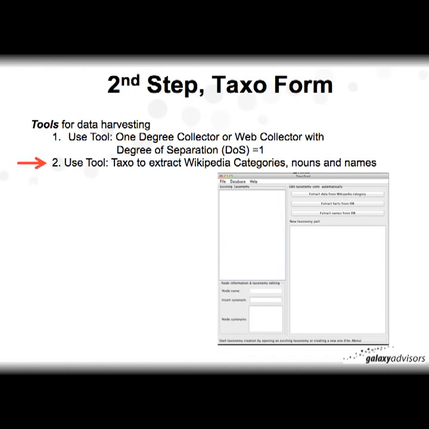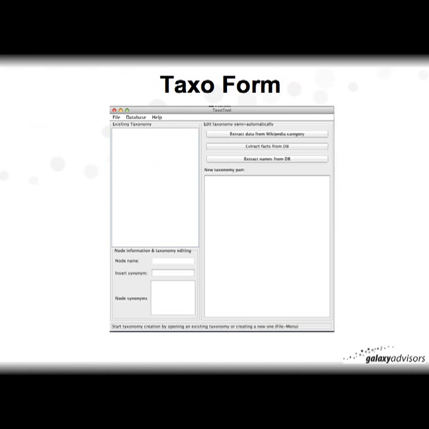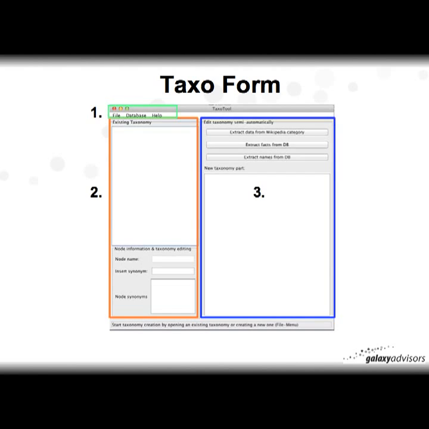So again, this is what the Taxo tool form looks like. And at this particular form, we're going to go through each section to help explain how it works. There are really three sections. The first section is the file, database, help command in the upper left. The second section is the existing taxonomy, which will actually display the terms that are in a taxonomy.